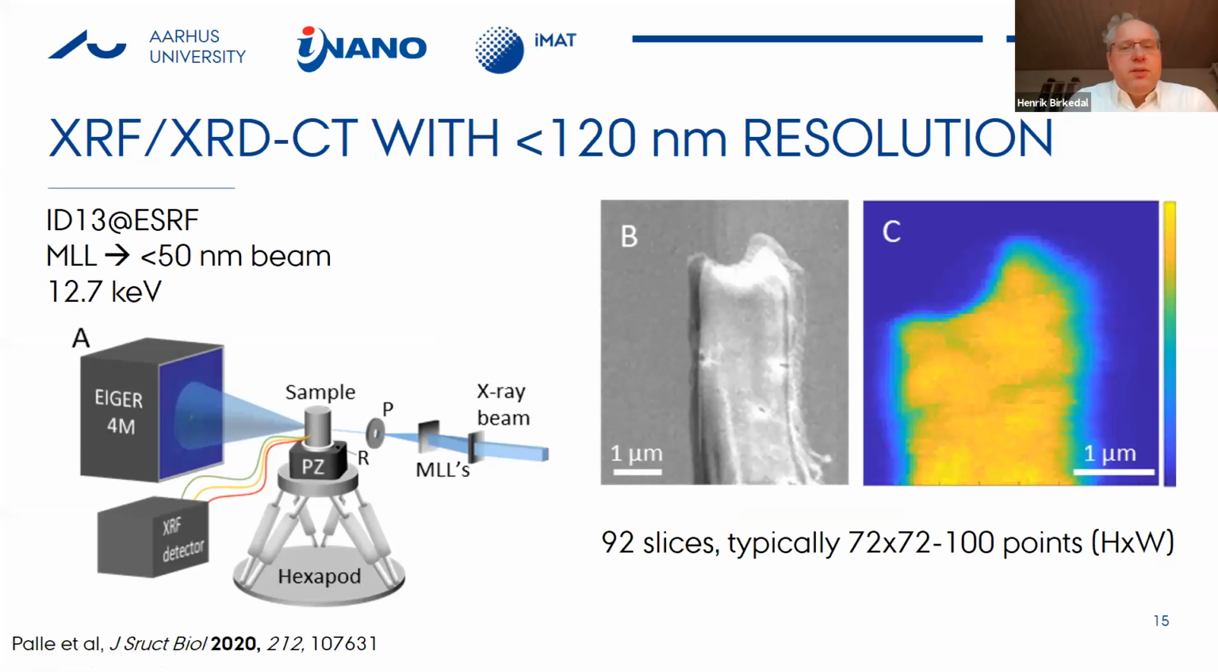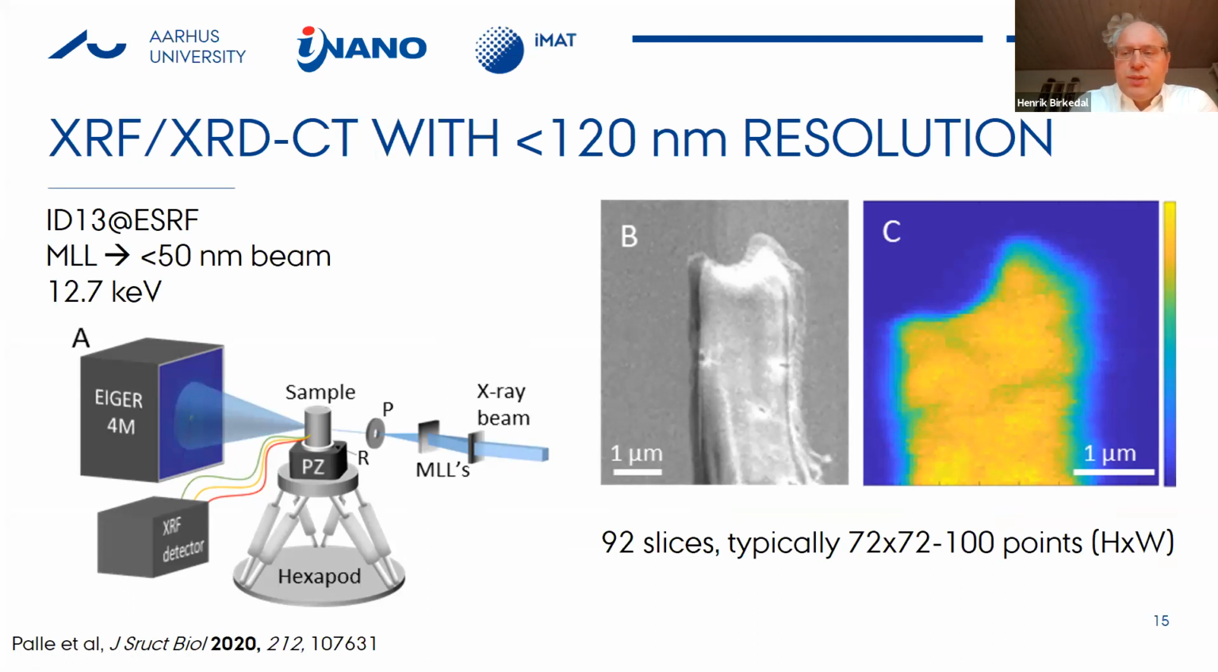So this we did at ID13, and here's the first pilot experiment that we conducted with a beam defined by multilayer Laue lenses, 12 kilovolts, focused onto a small bone sample, roughly 3 microns across, that you can see in this SEM image in the center. And then we measured the diffraction and the fluorescence signal as a function of orientation.